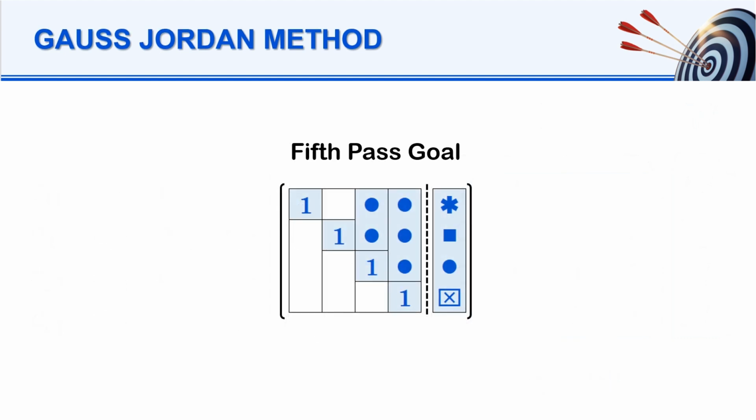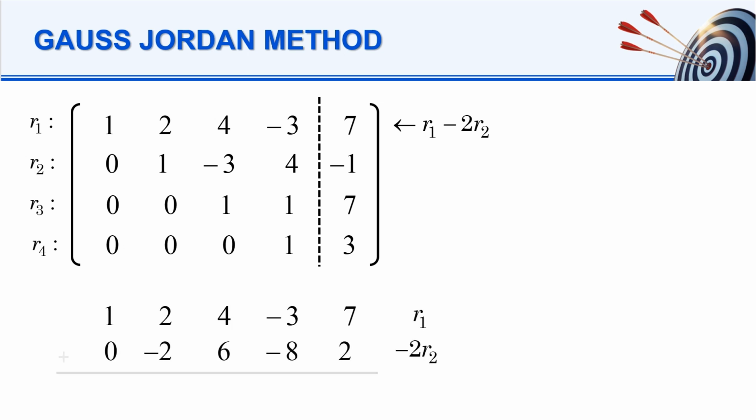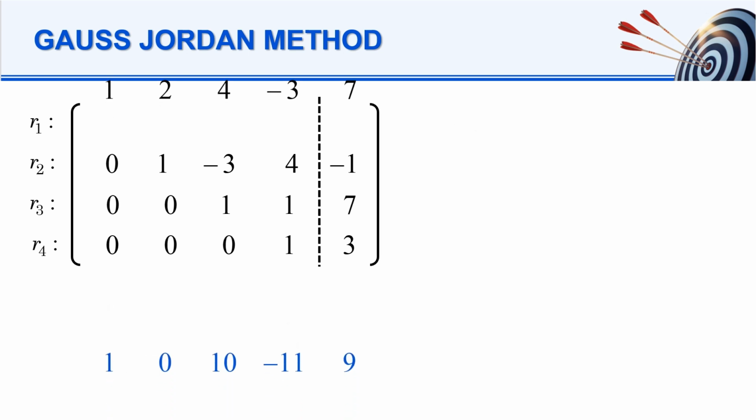The goal of the fifth pass is to zero out the element above the second column pivot. This is achieved by adding minus 2 times row 2 to row 1. Then the resulting row is used to replace row 1.